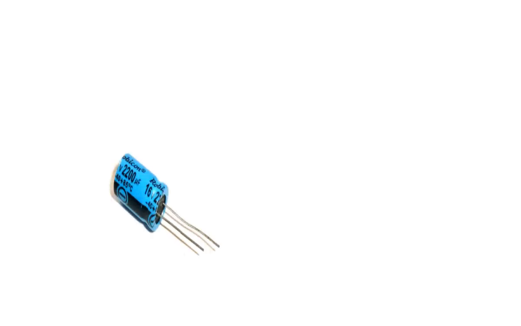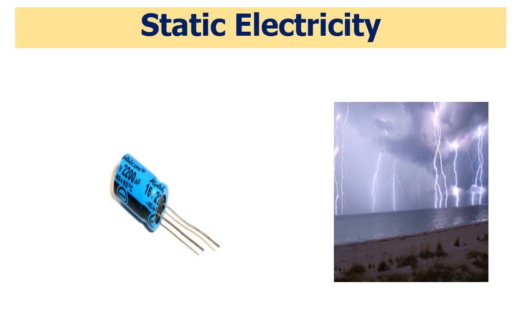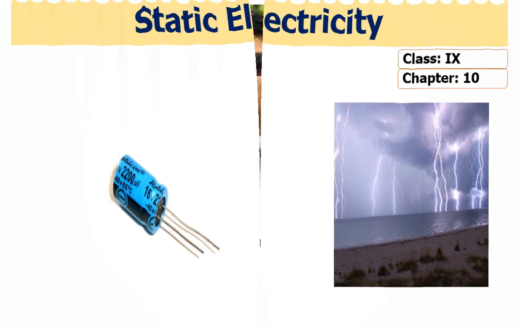Look at the figure, what you can see. You can see a capacitor and the lightning takes place over there. Looking at the above figure, you already have an idea that today I am going to talk about the usage of static electricity and the danger of static electricity. This is my first session on the topic of chapter 10 for class 9.